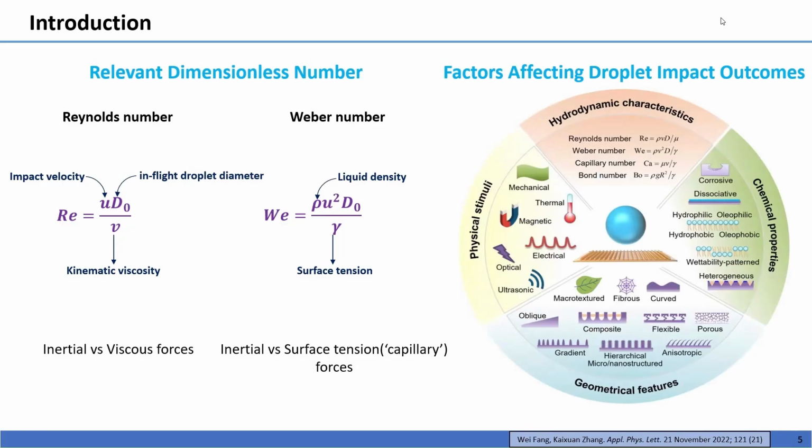Other factors such as a chemical property, that is the hydrophobicity of the surfaces, can also influence the droplet impact outcome. Similarly, the geometrical features such as macro texture, porous surfaces, micro nano features, composite surfaces can also have an effect on the droplet impact outcome. Similarly, the physical stimuli such as mechanical vibration, temperature of the surface, magnetic field around the surfaces, and ultrasonic vibration can influence the droplet impact outcome.